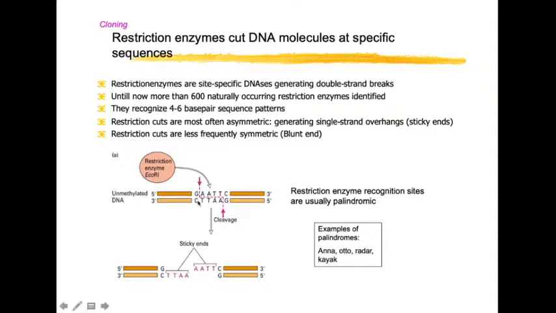So restriction enzymes look like this. You have the restriction enzyme EcoRI, which cuts at a specific site, leading to sticky ends. Restriction enzyme recognition sites are usually palindromic. Examples of palindromes are Ena, auto, radar, kayak. Whether you read it from the left or the right, they mean the same.